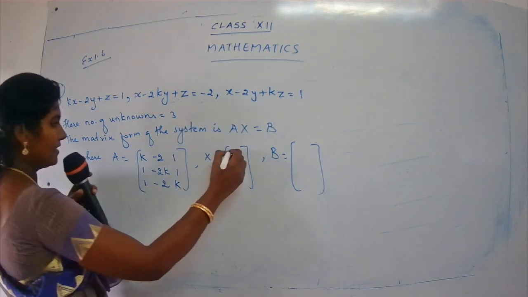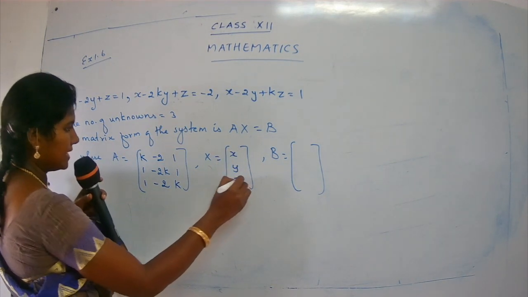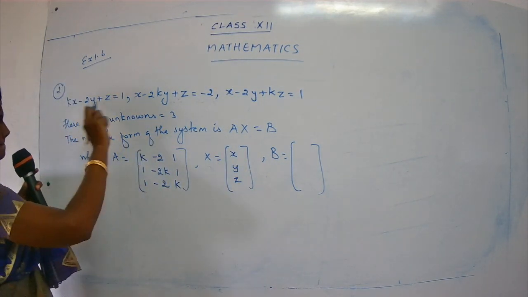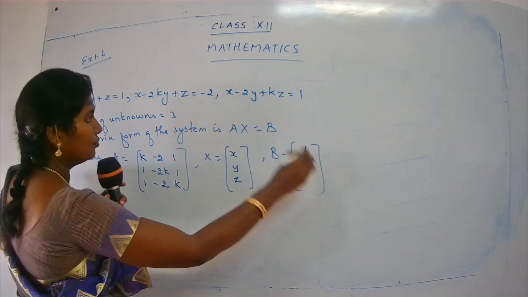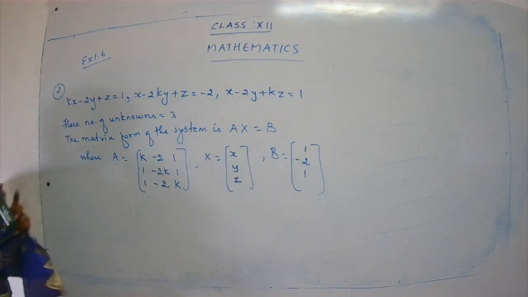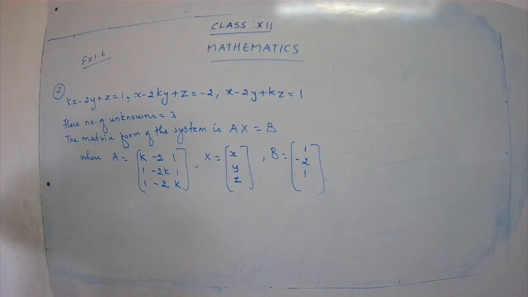The matrix X is x, y, z. For B, take all the constant values: 1, minus 2, 1. So I have just taken the values.